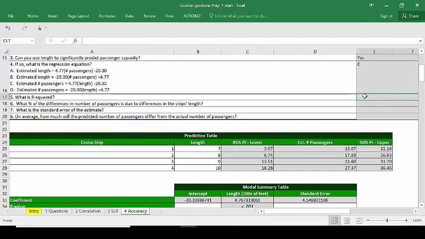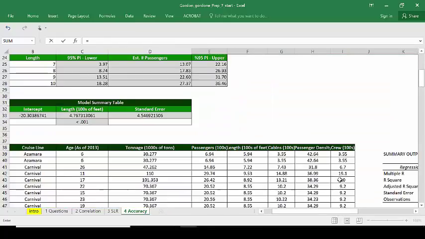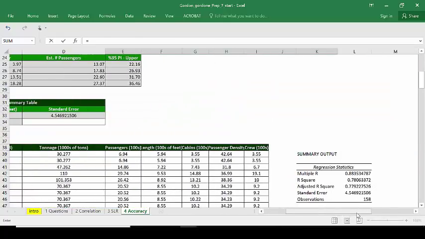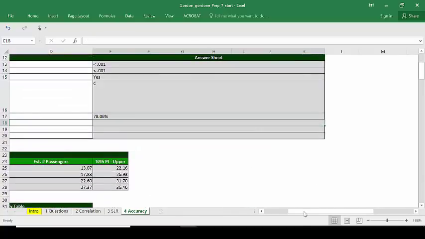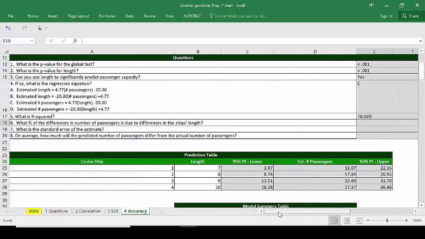If you look at your prep file, you can see that question number 5 asks for R squared. So I am going to reference that cell in the output. If you go down to the output, you can see here it is, 0.78 or 78.06%. What this value is telling us is that 78% of the differences in cruise ships in terms of their passenger capacity is due to their differences in length.